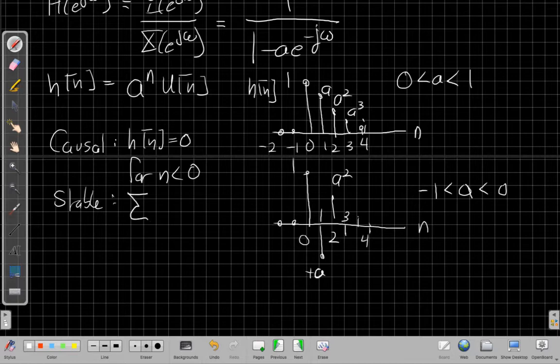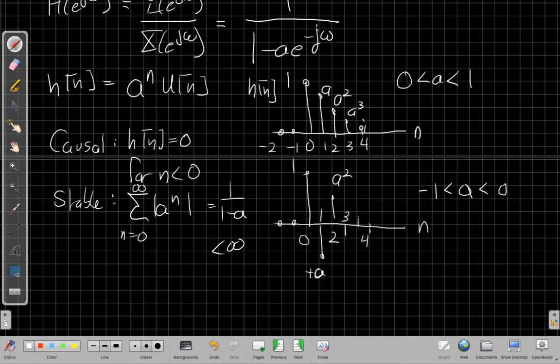Because with the magnitude of a less than 1, we can say I could take the sum as n goes from 0 to infinity of a^n. It would be 1 over 1 minus a, which is less than infinity. So this again assumes we have a stable system here for the LTI part. Okay, so those are, and we'll see some examples of those in a second.